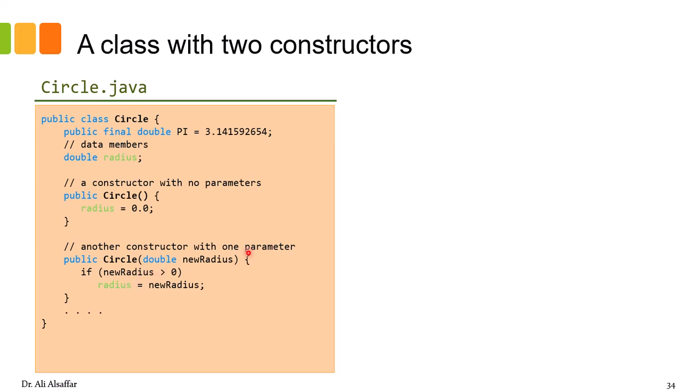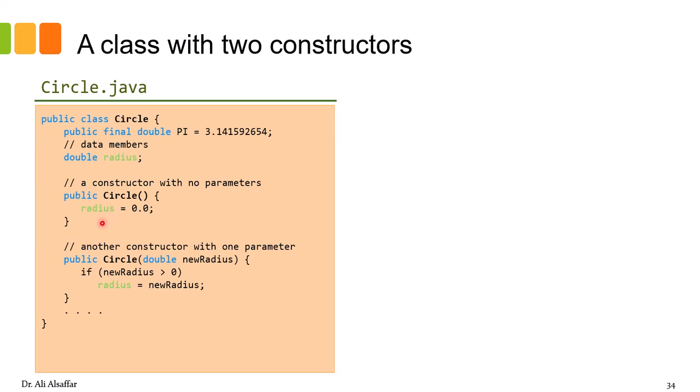There is another constructor with one parameter. See, it has one input parameter. This constructor initializes the radius according to the input. The new radius will first be tested. If it is positive, then this new radius will be saved into radius. And we also need to consider what if the new radius is not positive, what if it is negative? Then we should assign the value of radius to 0. So this is the class.